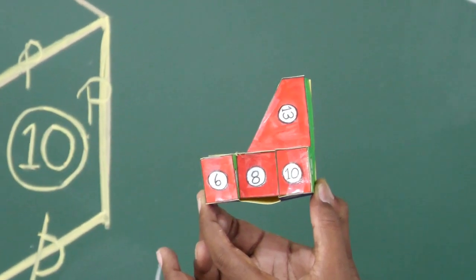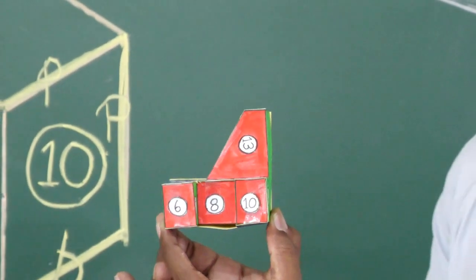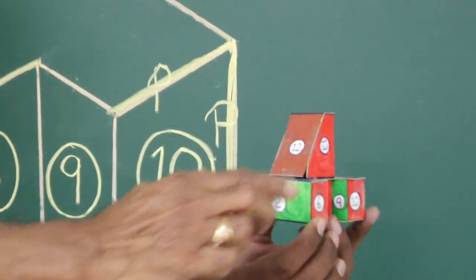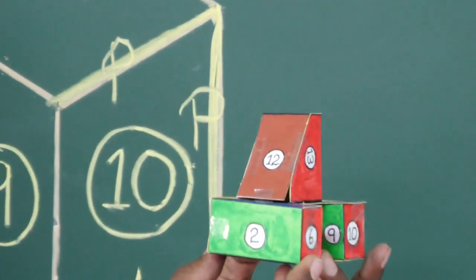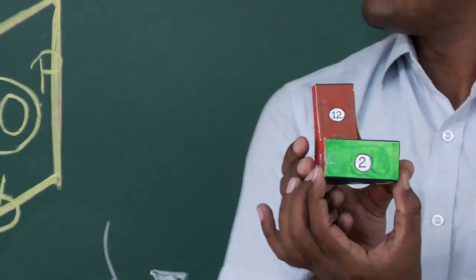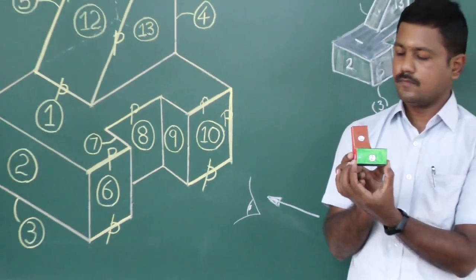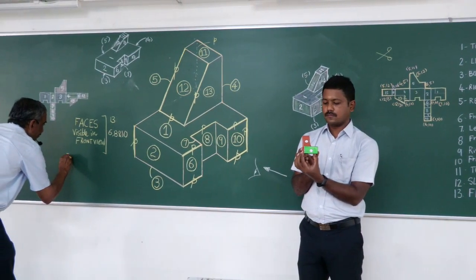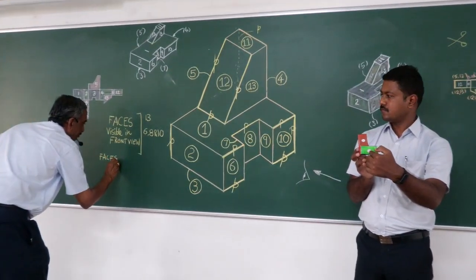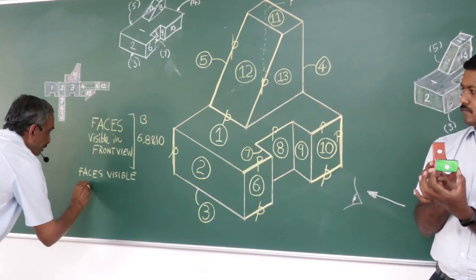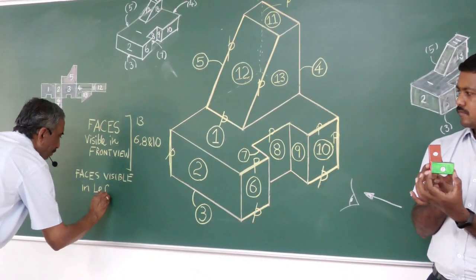Then Naveen Ganesh will take the model to his left. Okay? So this is our left. We can take this model to the left. If we go to the left, we can see this. So write down the faces visible in the left side view.